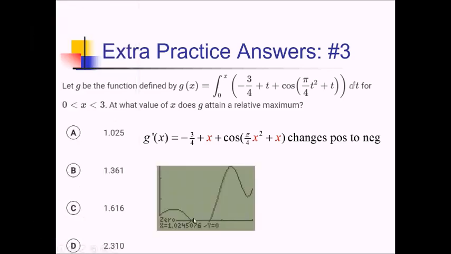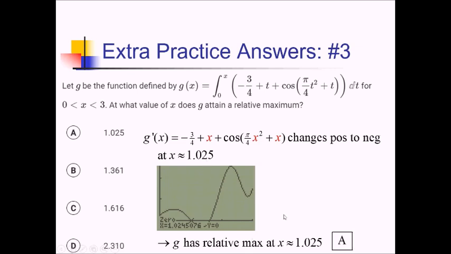So there was my graph. There was my x value. Since g prime changes positive to negative at this x value, that means that g attains its relative max at that value. So we end up with choice A.